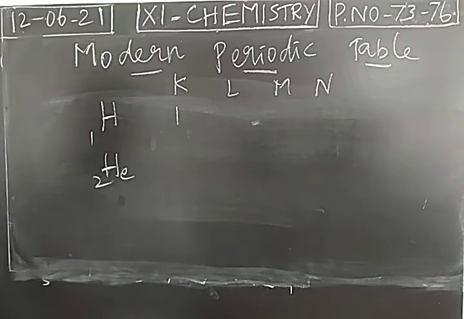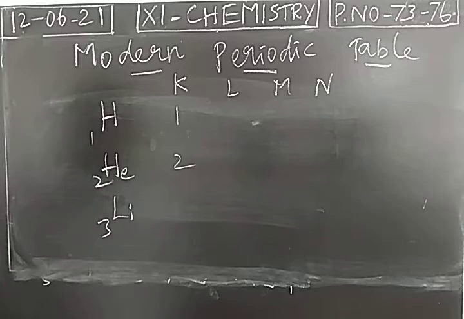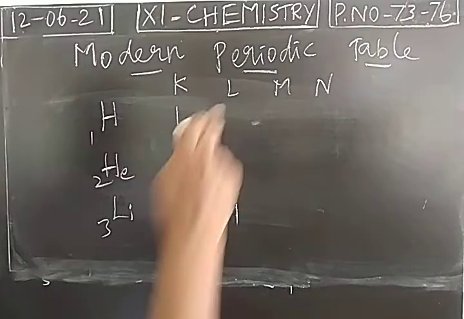Take helium with atomic number 2: 2 protons present and 2 electrons present. Inside the nucleus, 2 protons; outside the nucleus, 2 electrons. Electronic configuration is nothing but the electronic arrangement in the shells. So 2 electrons will be placed in the first shell or K shell. Then when you take lithium, atomic number 3, the number of protons inside the nucleus is 3 and the number of electrons outside the nucleus is 3. How will the 3 electrons be placed? 2 electrons are placed in the first shell, K shell. The remaining 1 electron is placed in the second shell, which is the L shell.